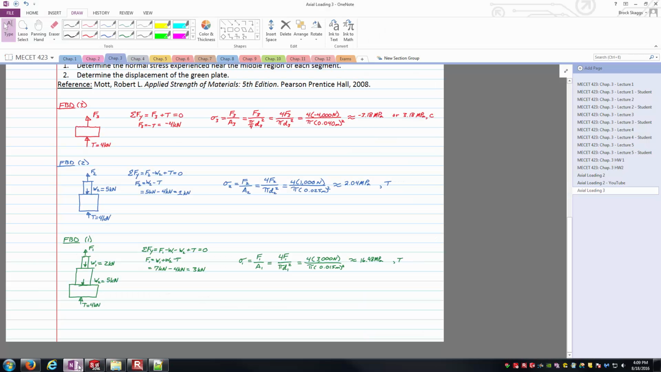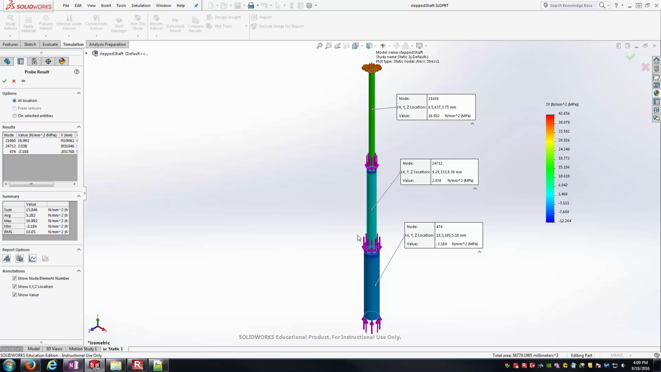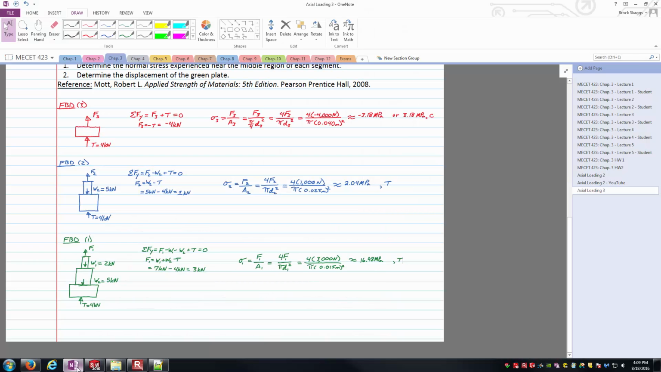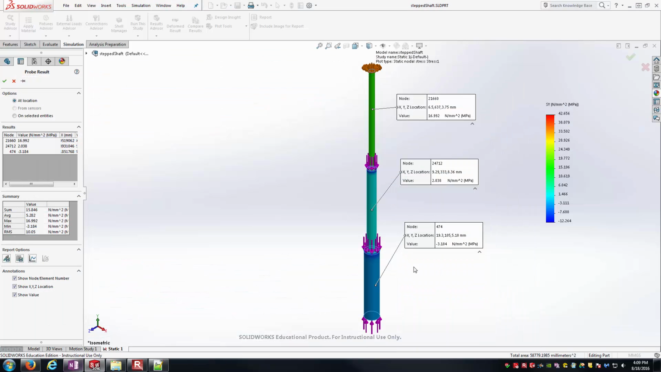Then you've got the middle section, 2.04 megapascals in tension. Here I've got 2.038 megapascals in tension, very close again. And then the last one I've got at 3.18 megapascals in compression. And this is showing negative 3.184 megapascals or 3.184 megapascals in compression. So here we're seeing very good agreement between the numerical approach that we're using with SolidWorks Simulation and the theoretical approach that we just went through.